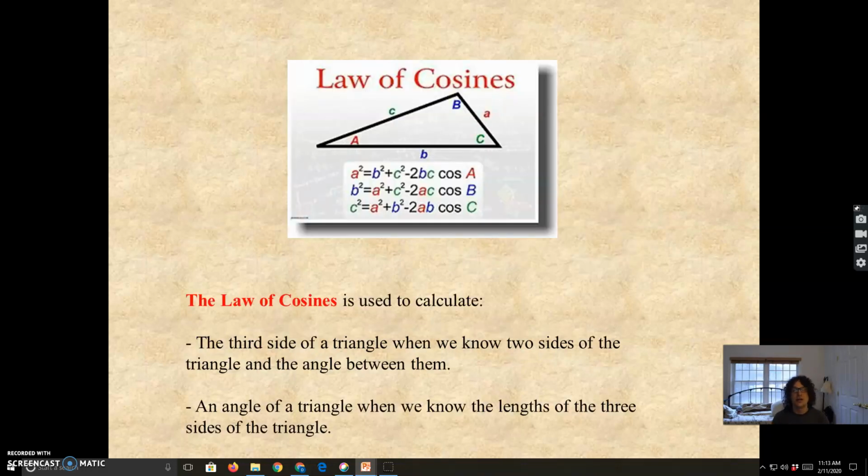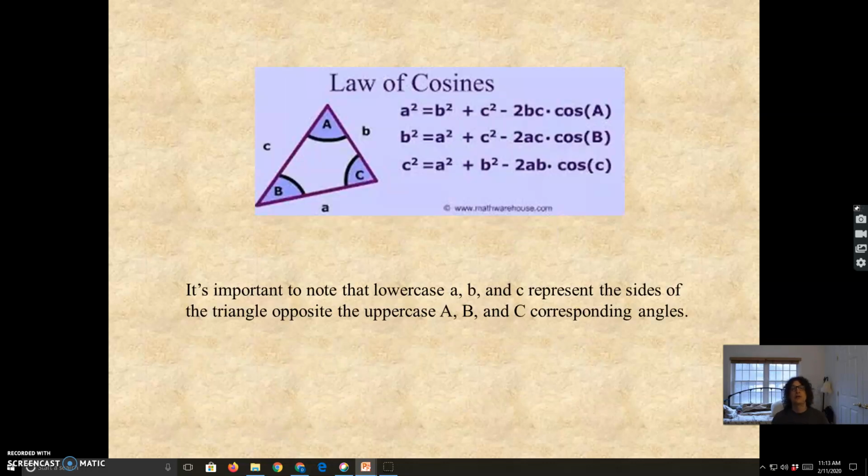Now the law of cosines, as you can see here, is used to calculate the third side of a triangle when we know two sides of a triangle and the angle between them, and it's also used to determine the angle of a triangle when we know the lengths of all three sides. The law of cosines has capital and lowercase letters, and those are critically important to understand. The lowercase a, b, c represent the sides of the triangle, opposite the uppercase A, B, and C, which represent the corresponding angles.